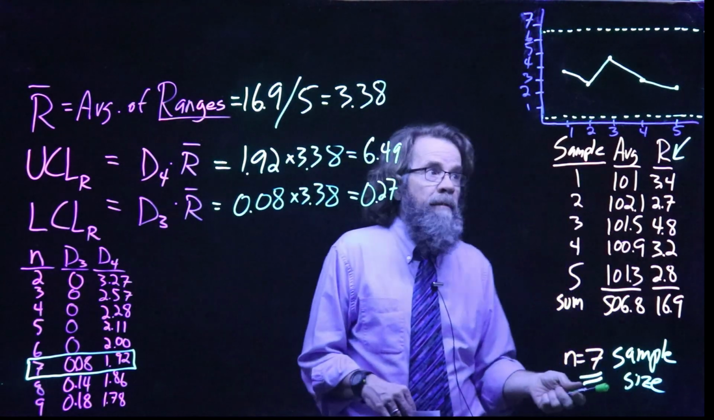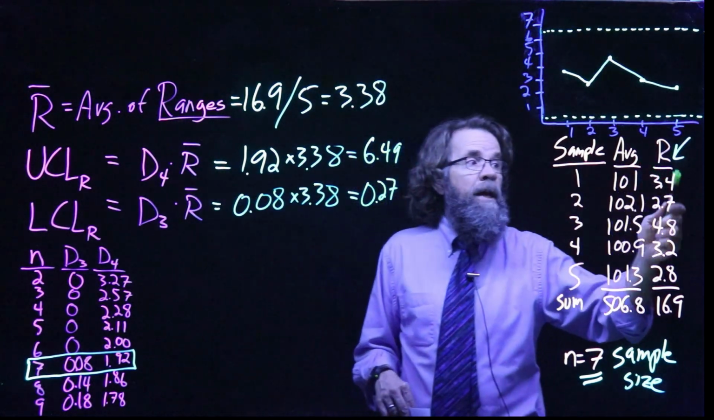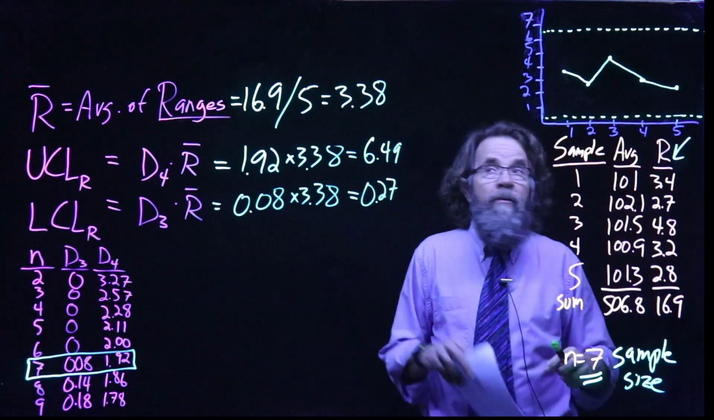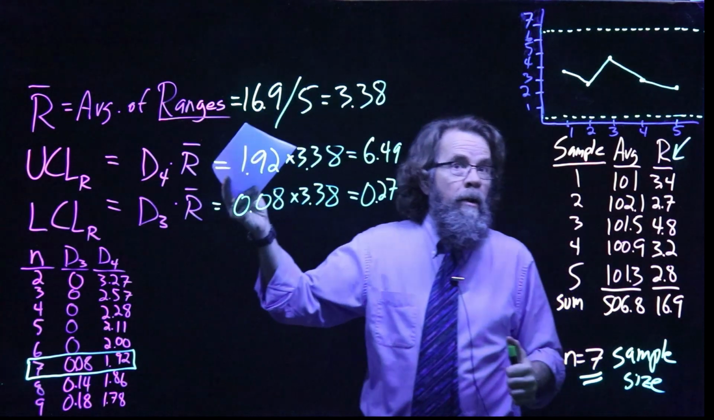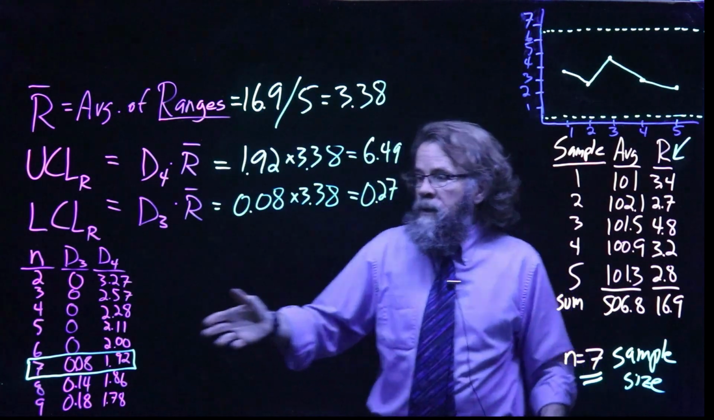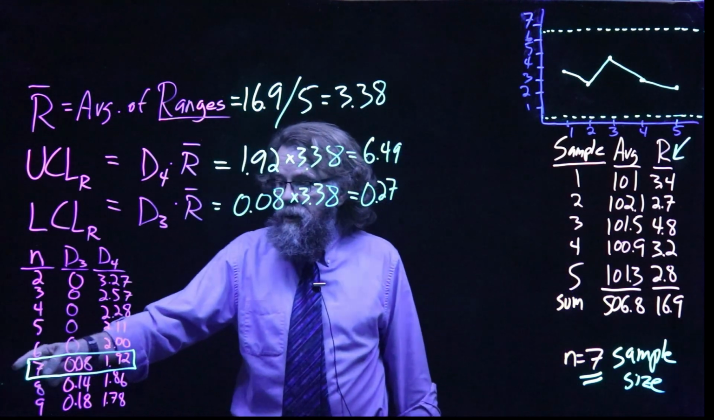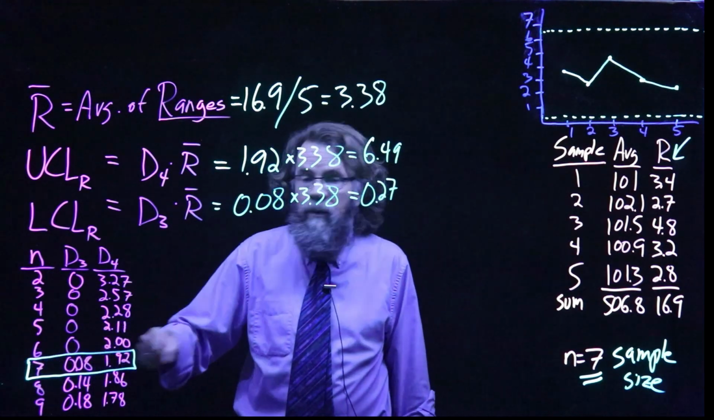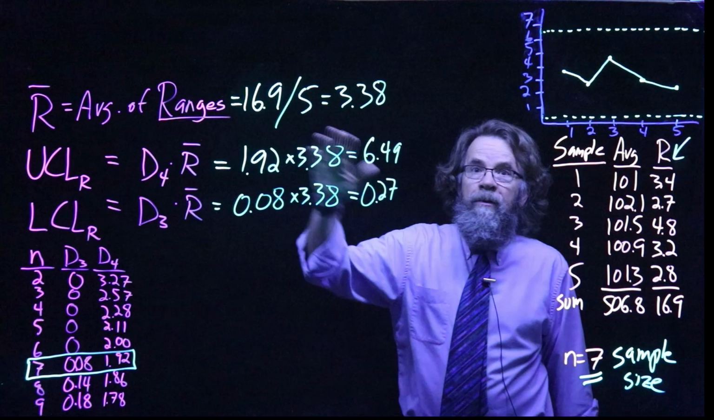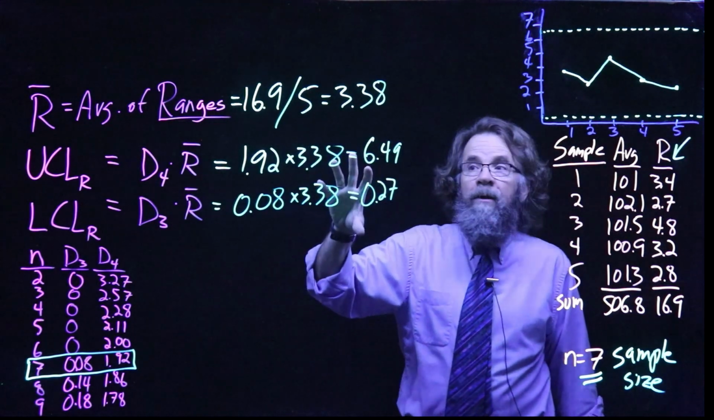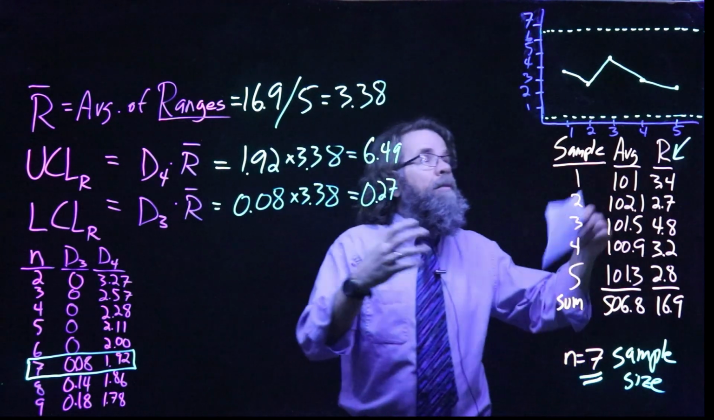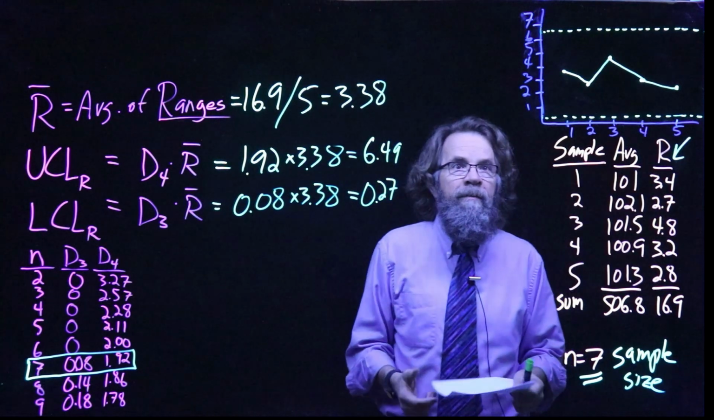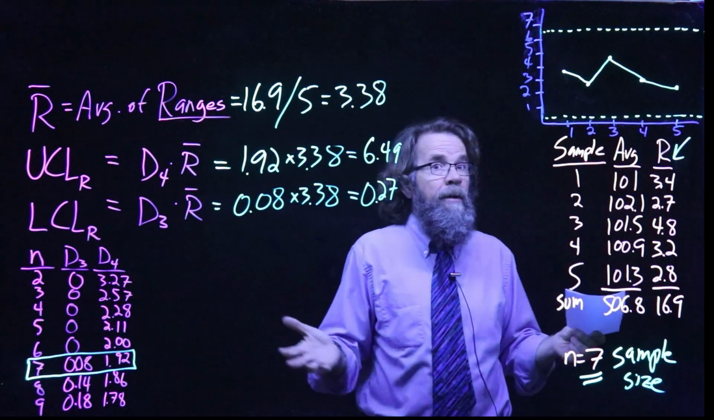Every one was of size 7. We found the average, we found the range, then we found the average value of the range, which we call R-bar. Then we looked in the table for a sample size of 7. The D3 value is 0.08, the D4 value is 1.92. We multiplied those by R-bar to get the upper and lower limits. We plotted it, and everything looks fine. That's how you do an R chart.